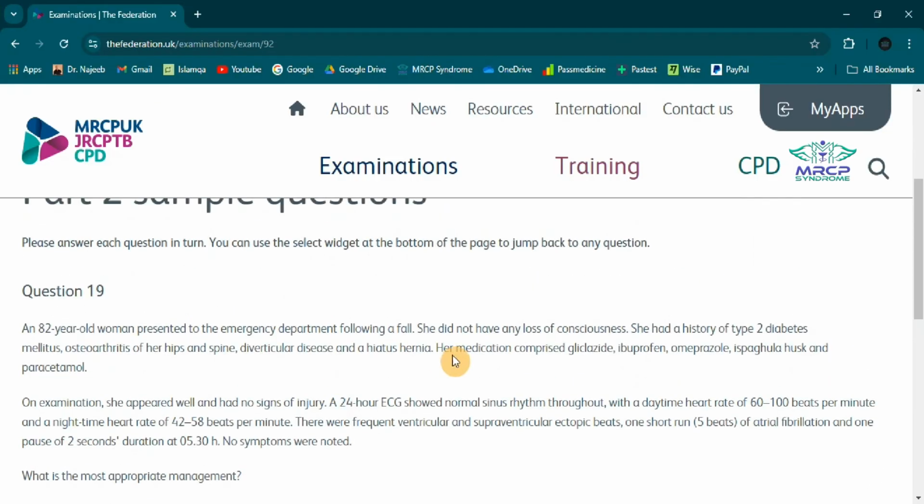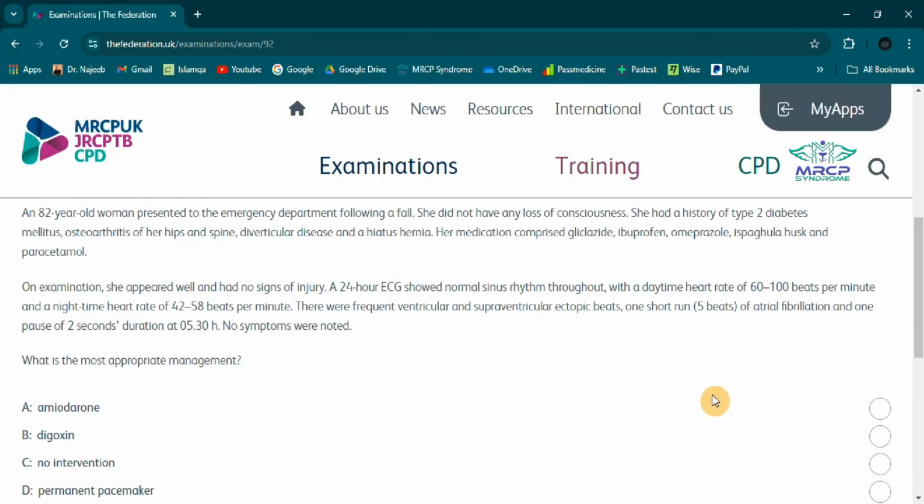Also, given the patient's arrhythmia was brief, asymptomatic, and not associated with significant bradycardia or features of hemodynamic compromise, no intervention is necessary at this time. The short run of atrial fibrillation and the brief 2-second pause are not unusual in elderly patients, especially during periods of sleep. Given the patient has no symptoms and no significant bradycardia during daytime, conservative management without intervention should be considered.